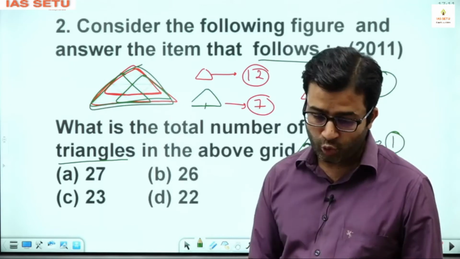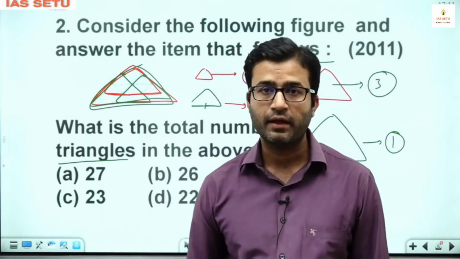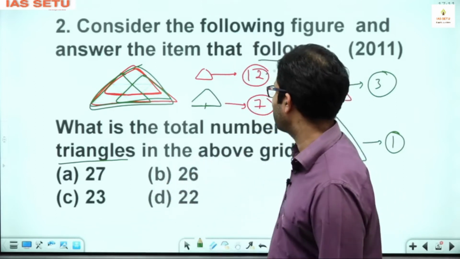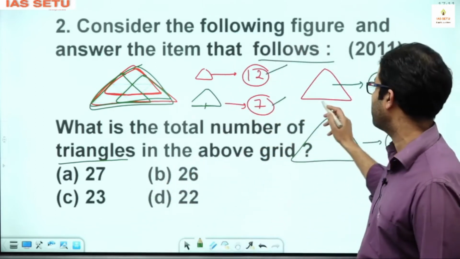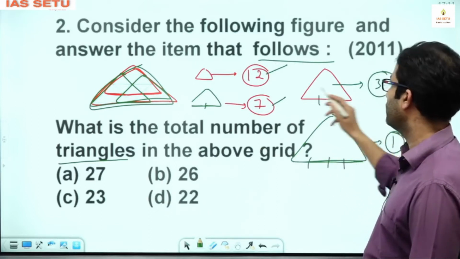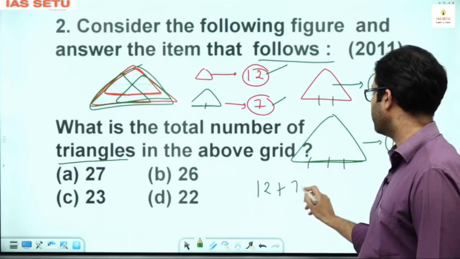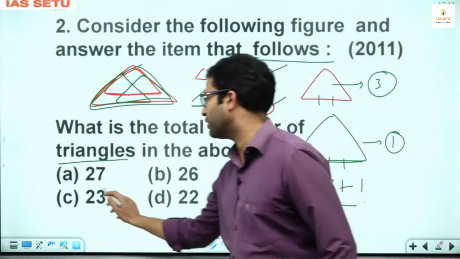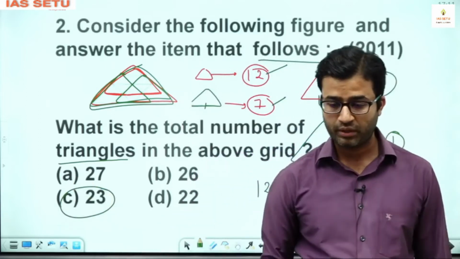So you start with the smallest size triangle. Single base triangles we have 12, smallest size triangle 12, then double base 7, triple base 3, and here 4 base we have 1. So 12 plus 7, 19, 22 plus 1, 23. So here the answer to this question is 23.